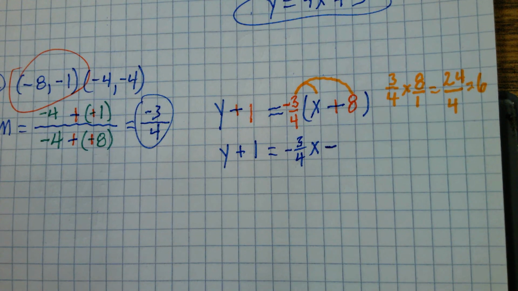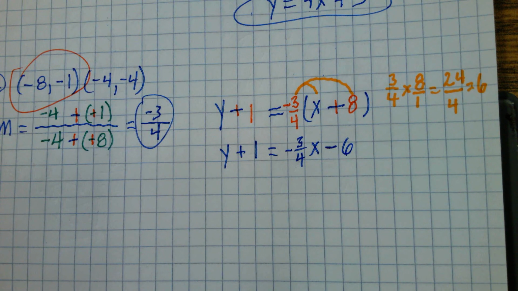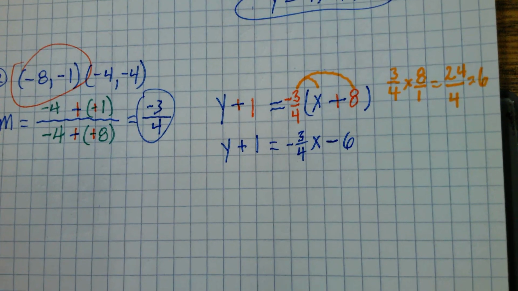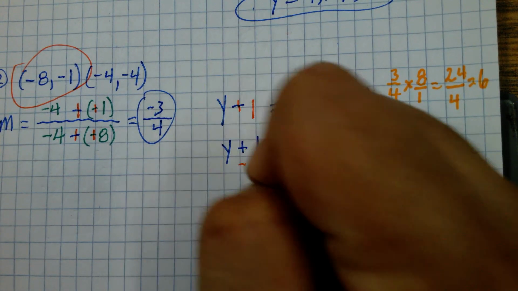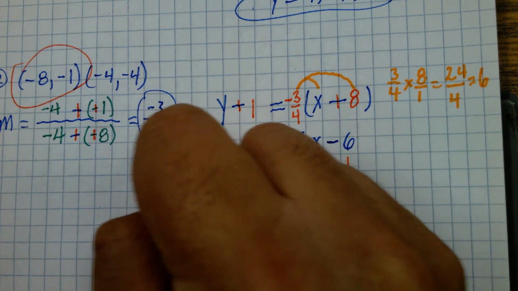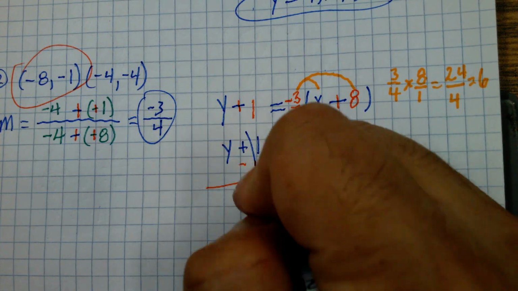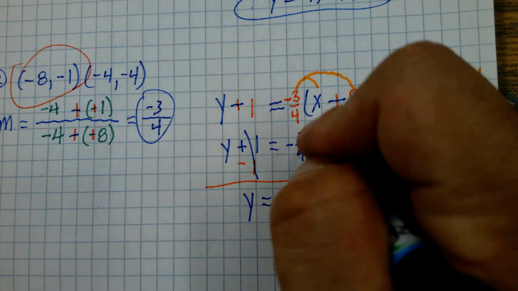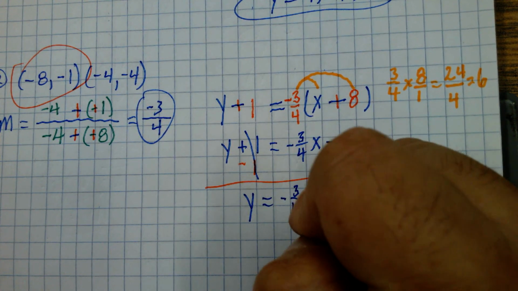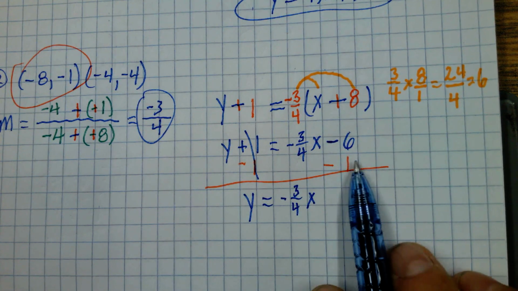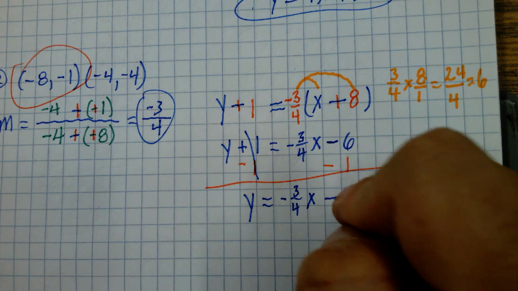3/4 times 8 is 6. So now this is my equation that I want to work with. And the last thing I want to do is get rid of that constant by subtracting 1. And what happens? We get y, this cancels, equals negative 3/4 x, and then we combine or add negative 6 and negative 1. That's negative 7, so minus 7.